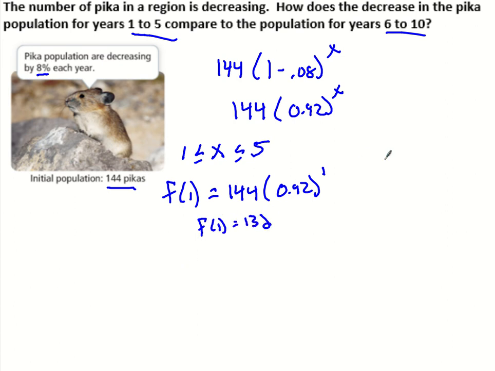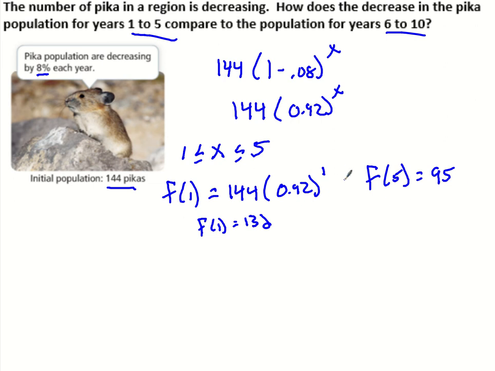I'm going to do the same thing for f of 5. After 5 years, I'm going to have a total of 95 pica. So we've gone down from 132 to 95. What I want to figure out is, instead of finding the total decrease, what this is as an average rate of change per year.